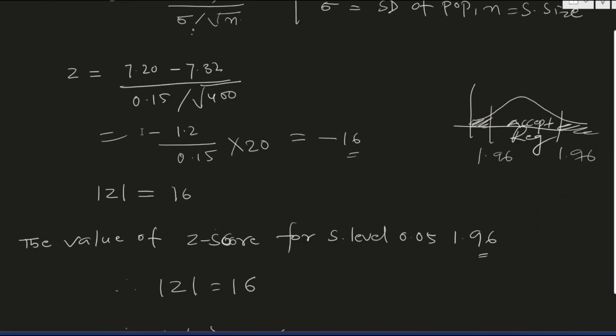So this is the region of rejection. The highlighted area is the region of rejection. This is the acceptance region.